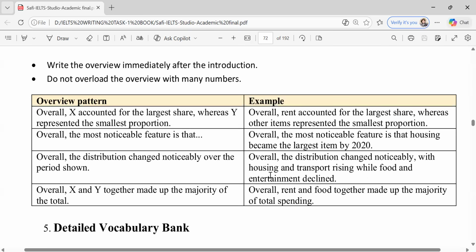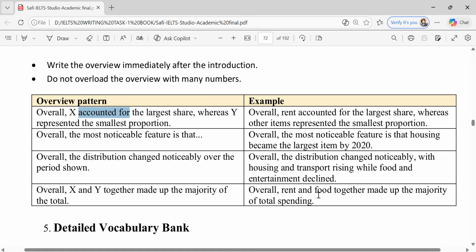Write the overview immediately after the introduction. You have already studied that. Do not overload the overview with many numbers. We start the overview with overall, and after that, the vocabulary is completely different from that of your line graph. I will give you this vocabulary later on. We do not say increased or decreased, but we can say accounted for, distributed, made up. Different vocabulary words we will use here.